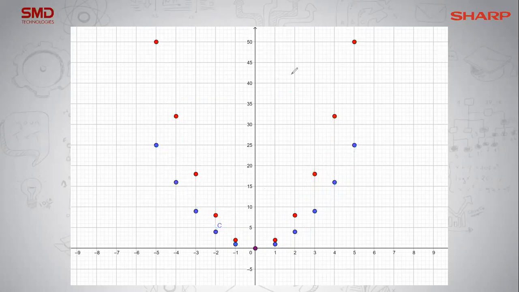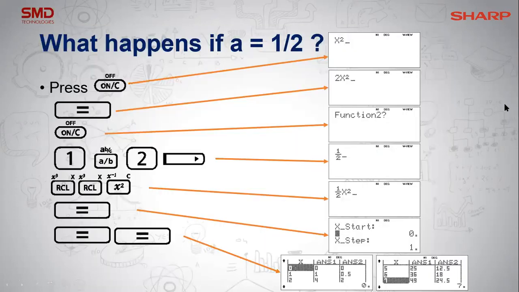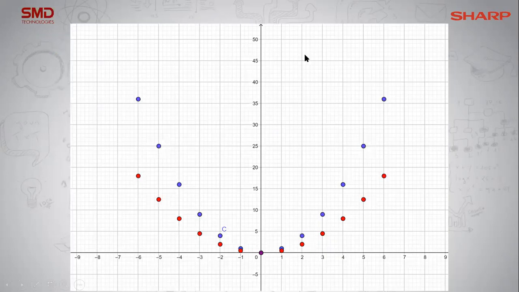Now, we can investigate when A is equal to 1/2. So we're just going to change the second function here into 1/2 x squared and go and look for it. And here we can see, here is my new graph, which is the 1/2 x squared. And here is my original graph. And you can see that the new graph is smaller.